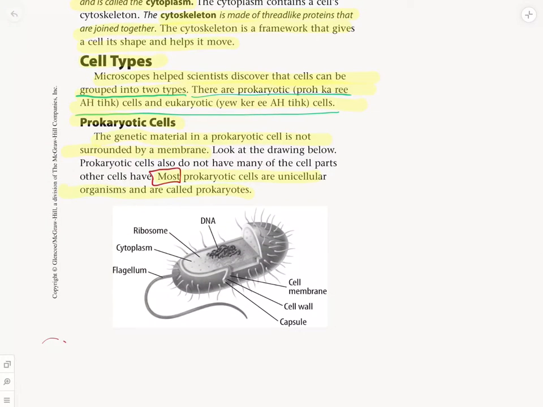Microscopes help scientists discover that cells can be grouped into two types. There are prokaryotic cells and eukaryotic cells. Prokaryotic cells. The genetic material in a prokaryotic cell is not surrounded by a membrane. Look at the drawing below. Prokaryotic cells also do not have many of the cell parts other cells have. Most prokaryotic cells are unicellular organisms and are called prokaryotes.